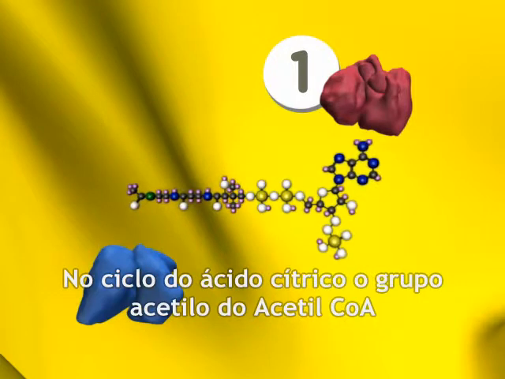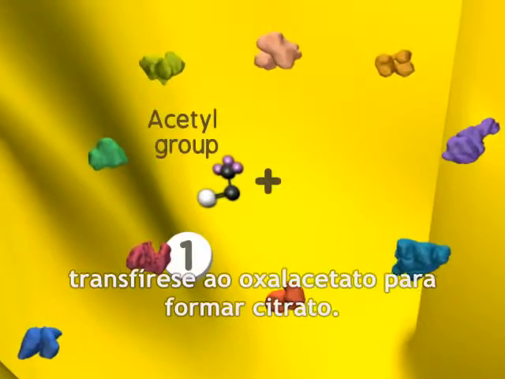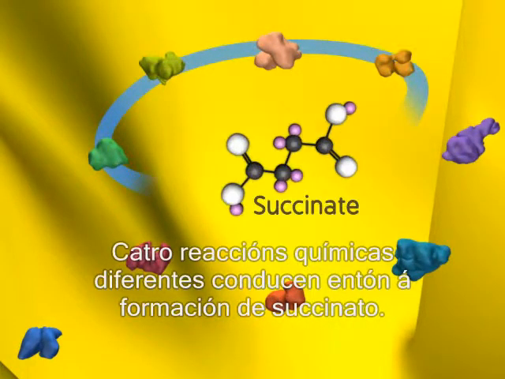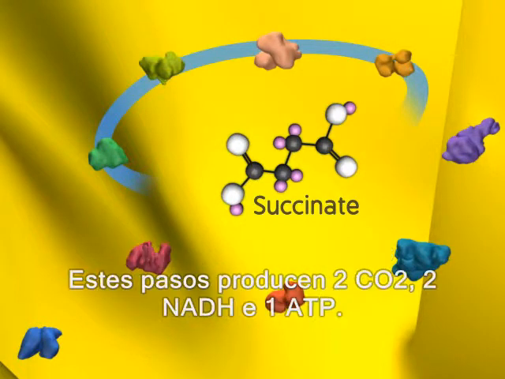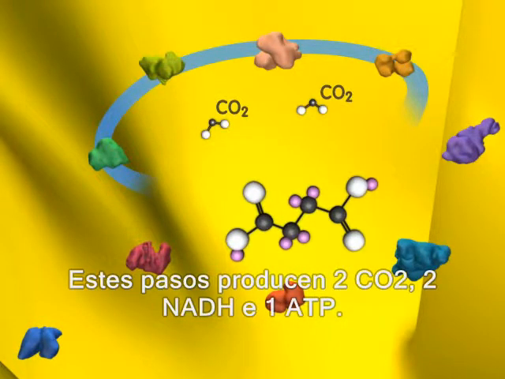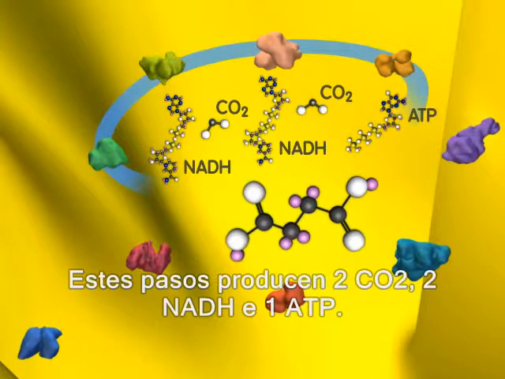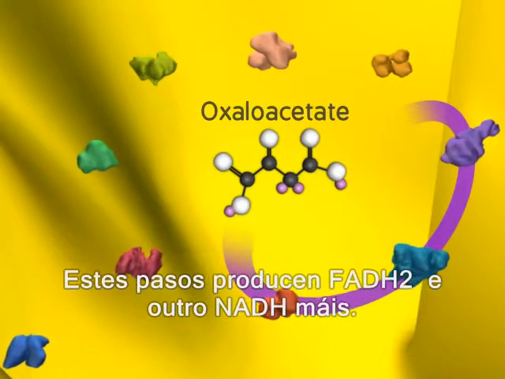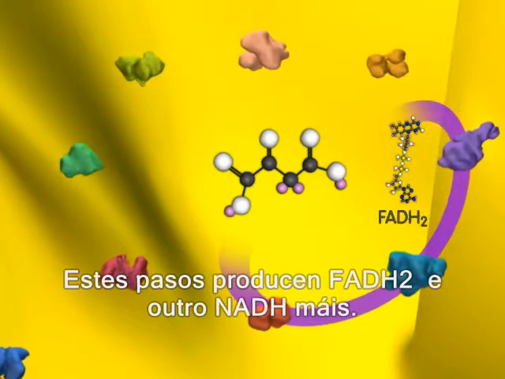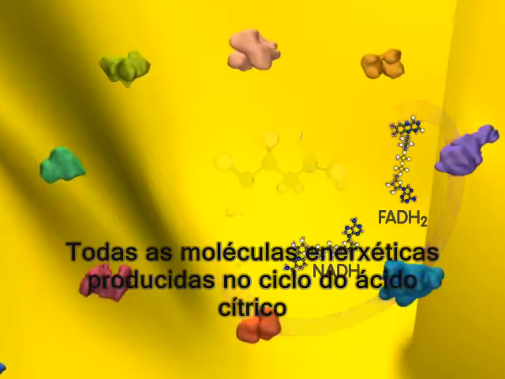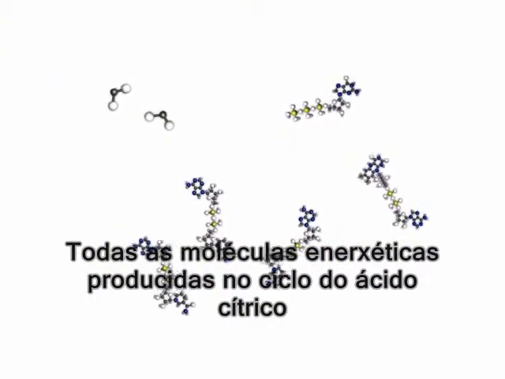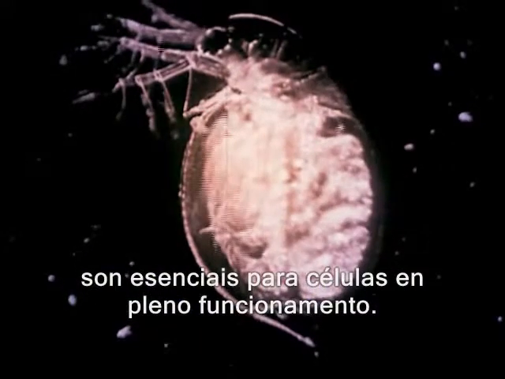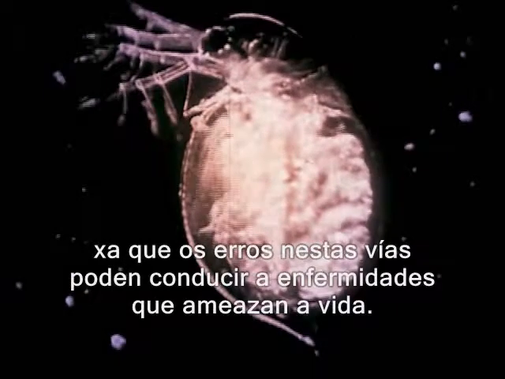In the citric acid cycle, the acetyl group from acetyl-CoA is transferred to oxaloacetate to form citrate. 4 different enzymatic reactions then lead to the formation of succinate. These steps produce 2 carbon dioxides, 2 NADHs, and 1 ATP. Succinate is then recycled back to oxaloacetate through 3 more reactions. These steps produce FADH2 and 1 more NADH. All of the energy molecules made in the citric acid cycle, along with those produced by glycolysis, are essential for fully functioning cells, as errors in these pathways can lead to life-threatening diseases.